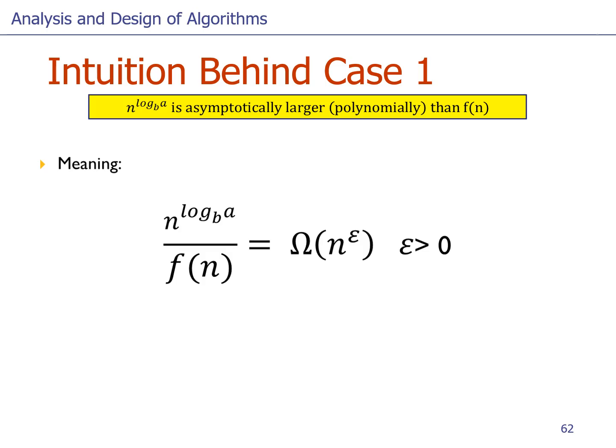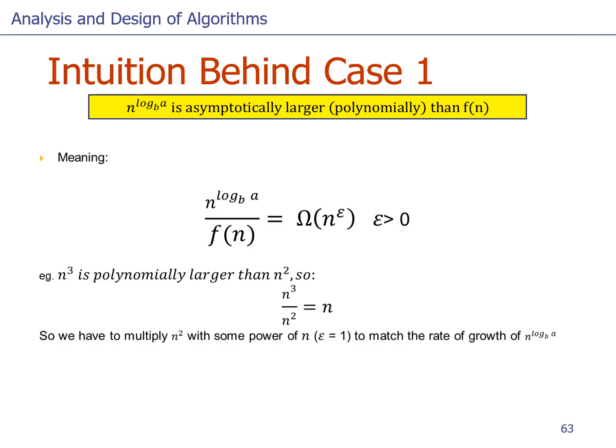Dividing n to the power of log a base b by f of n, if it gives you a polynomial difference, which is n to some epsilon, where epsilon is greater than 0, then you are in case 1. Which means that the leaf level is asymptotically bigger than the root level.